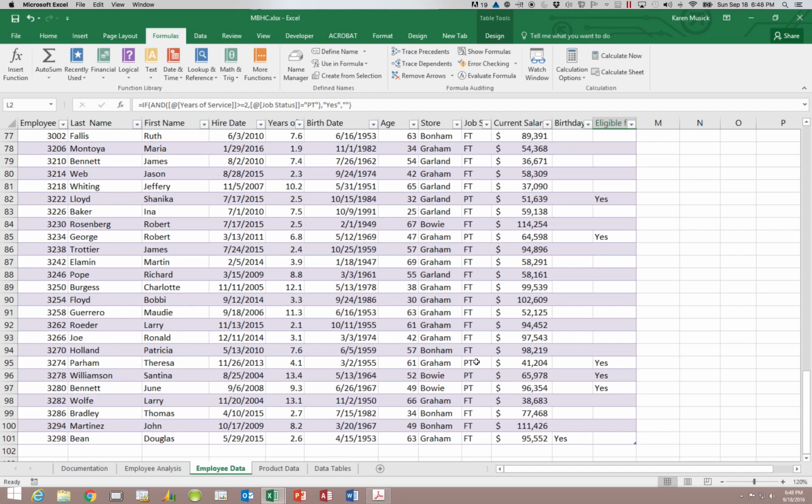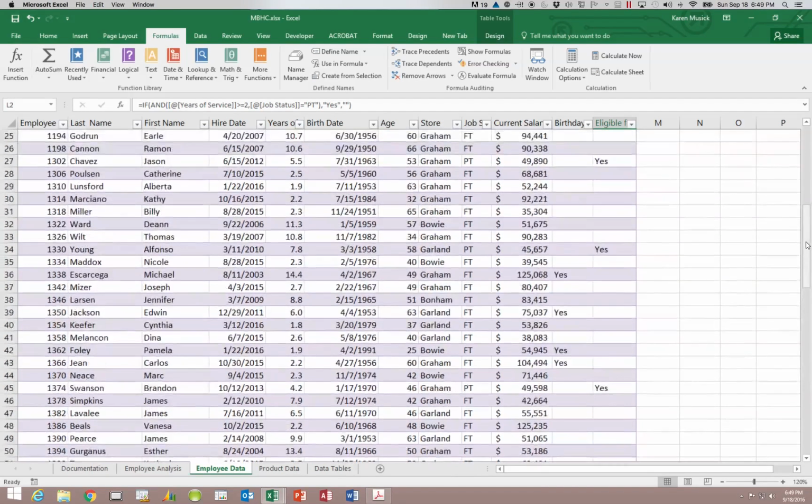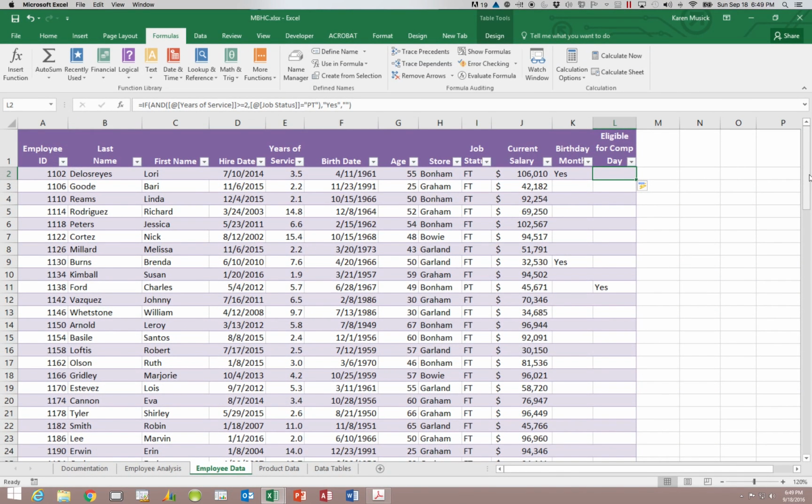If we had someone who was part-time and their years of service were less than 2, it would also be blank. But as I scrolled down, it appeared to me that most of our part-time employees, or if not all of them, have greater than or equal to 2. But again, both criteria must be true in order for the entire response to be true.